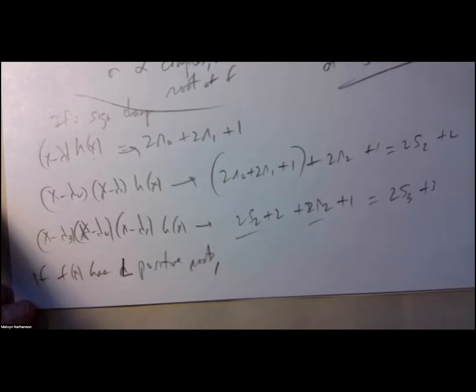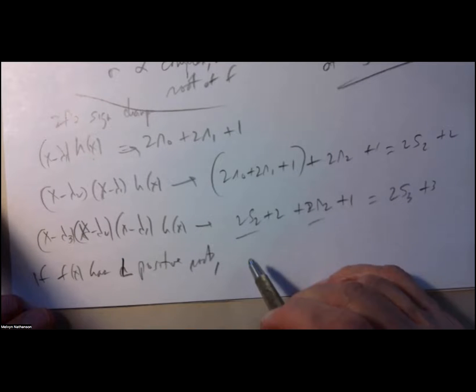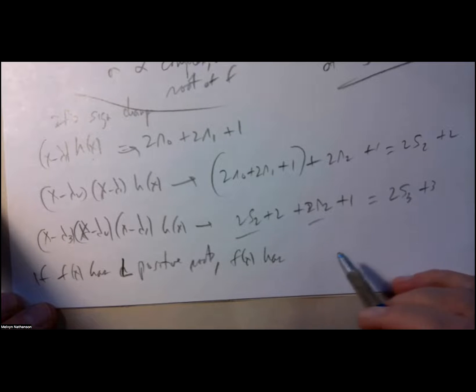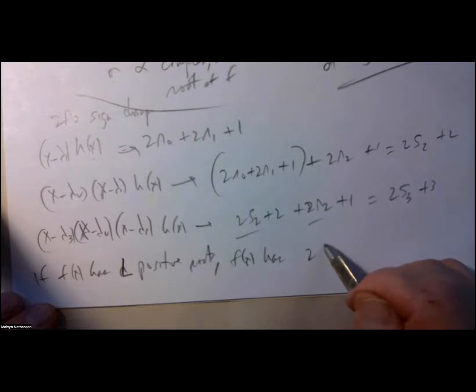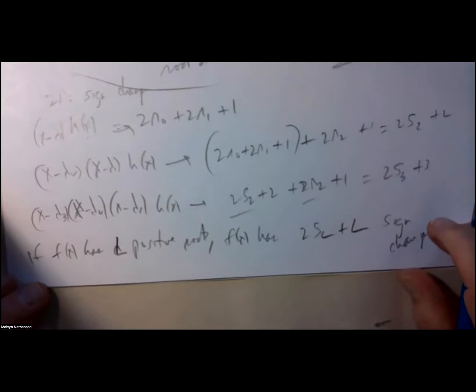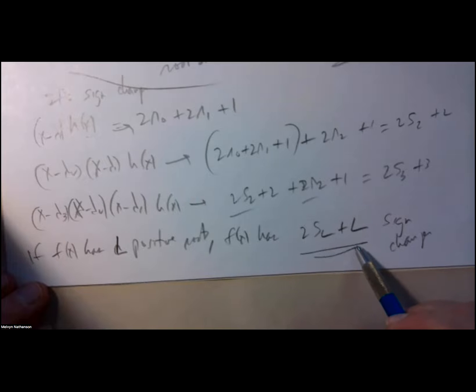has L positive roots, then after I've multiplied by all L of these factors, I see that f of x has an even number plus L sign changes. So this is the number of sign changes. This minus an even number is the number of roots.